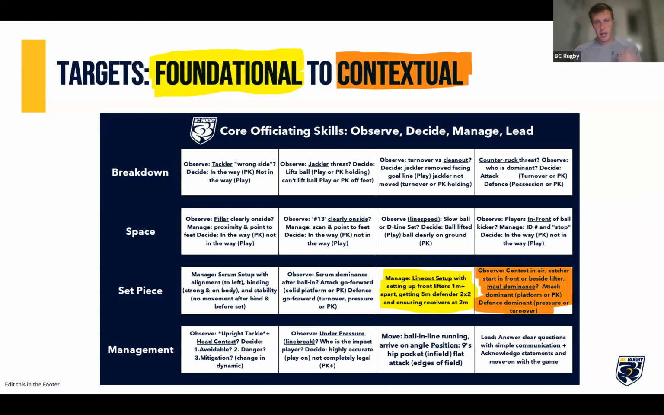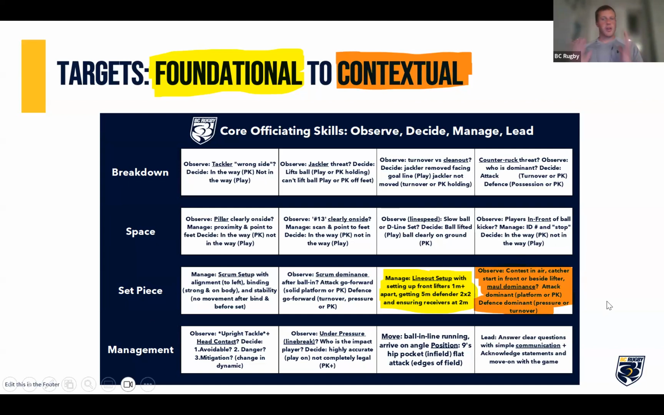It just creates an even amount of non-participants, and making sure the receivers on both teams are 2 meters away, just so that everything's clear, and that our formation of maul or contest off the lineout is fair. So if we focus on this piece, hopefully it will make these pieces a little bit more clear.